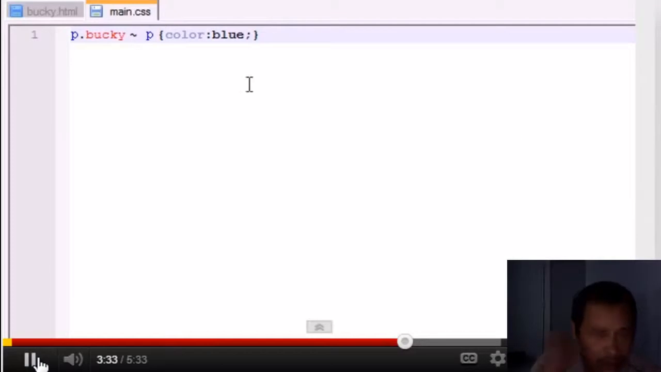Now, I don't even know what it's called. I think it's called a tilde or something. But basically, it's very similar to the plus sign, except, let me make sure I don't have any extra spaces there. It's very similar to the plus sign.